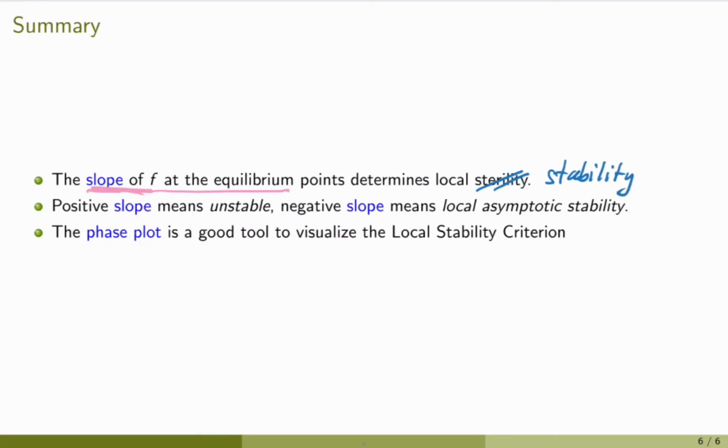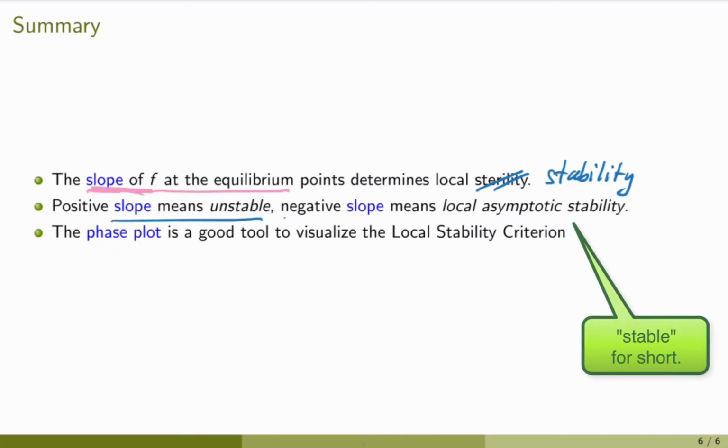So the slope of f at an equilibrium point determines the local stability. Positive slope means unstable. Negative slope means locally asymptotically stable. The phase plot is a fantastic tool to visualize the local stability criterion.